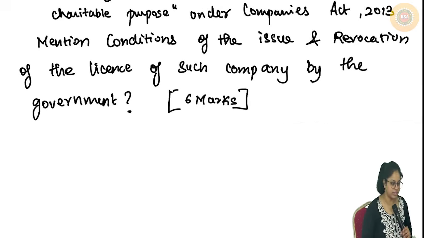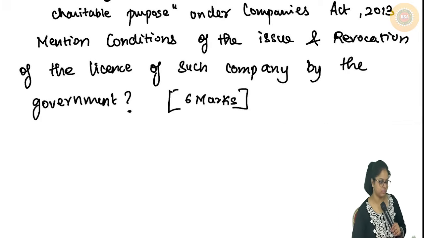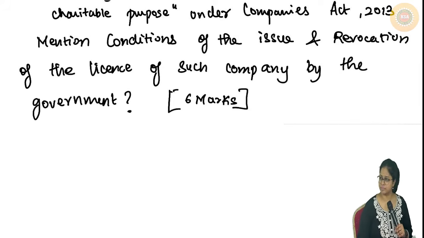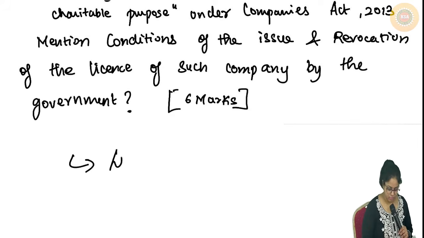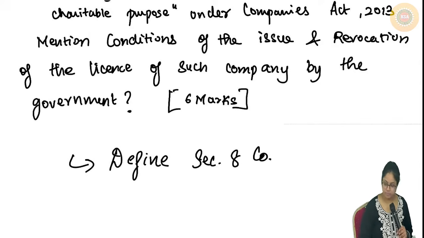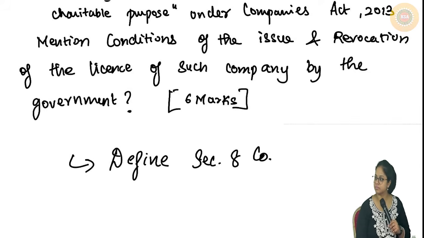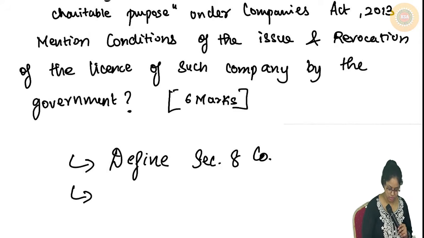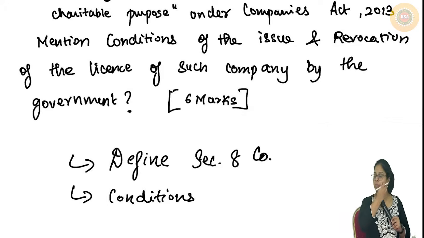One page we'll write for 6 marks. Sorry? Okay. First you define a Section 8 company. Then conditions. What are the conditions? Okay. Won't you cover that in the definition itself? What will you write?